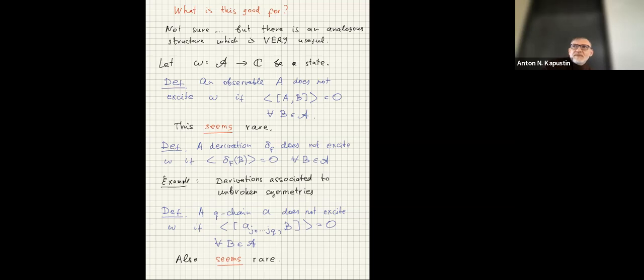The better books on quantum field theory explain this, but most books say that if your symmetry is not spontaneously broken, then the charge acting on the ground state gives you zero. But that's not the right way to do it. This is the right way to formulate it, first of all, because derivations typically don't become operators on your Hilbert space. It doesn't make any sense to act with the derivation on the state, but this makes sense.